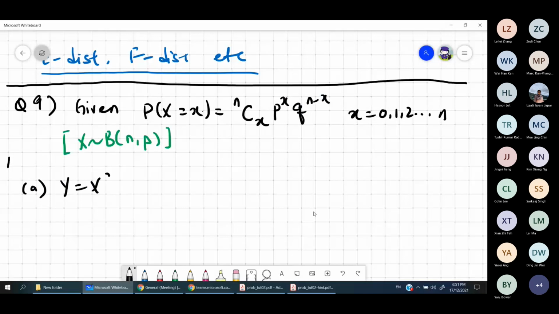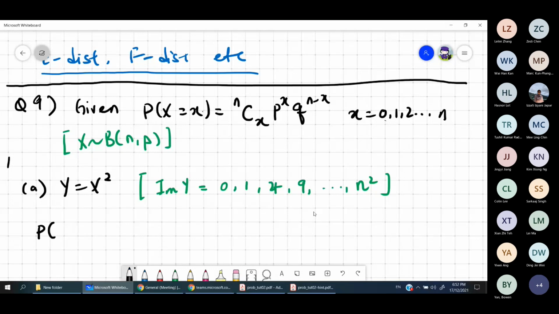For A, Y is X squared. So when Y is X squared, X runs from here, right? Then automatically you can see the image for Y will be 0, square root of 1, square root of 2. Am I right? No, it's not square root. It's 0, 1 squared, 2 squared, that is 1, 4, 9, and so on up to n squared. So you just need to consider all these values.